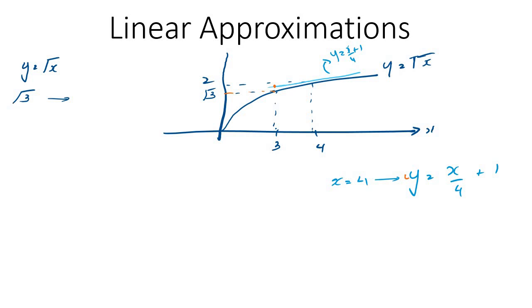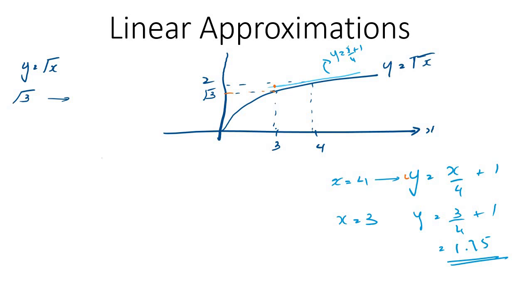And if we substitute x equals 3, we would get the value at this point. So if we substitute x equals 3 on this tangent, we get y equals 3 over 4 plus 1, and this is 1.75. So the value on the tangent at 3 is 1.75, and that is considered an approximation for square root of 3. So again, let me emphasize, let me draw this again.